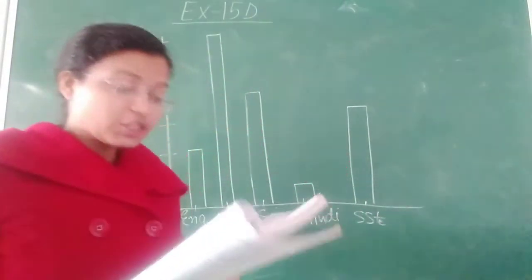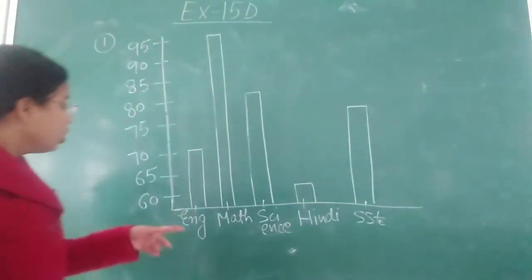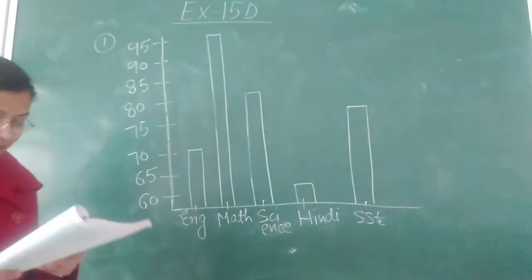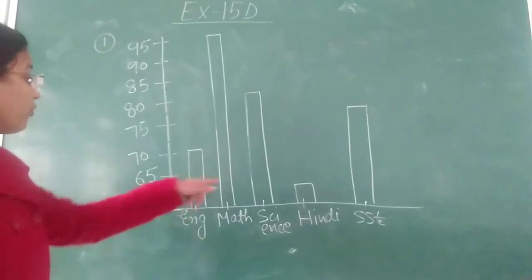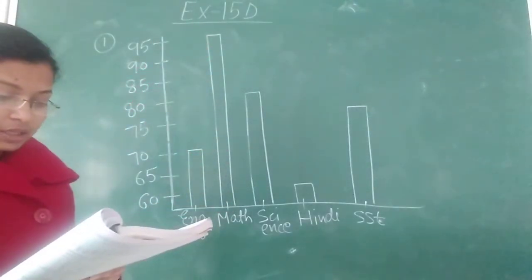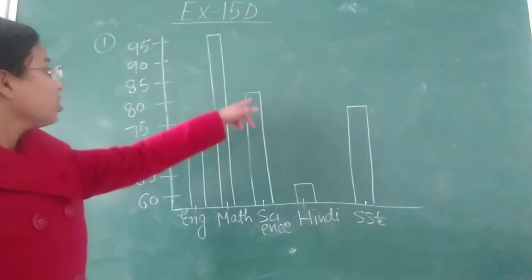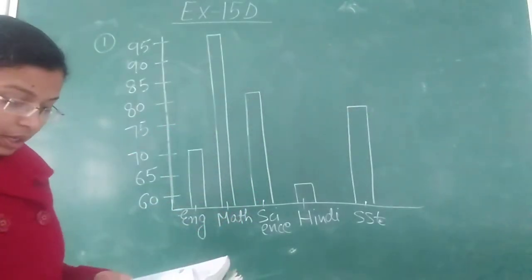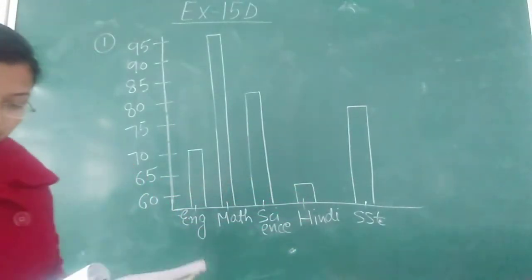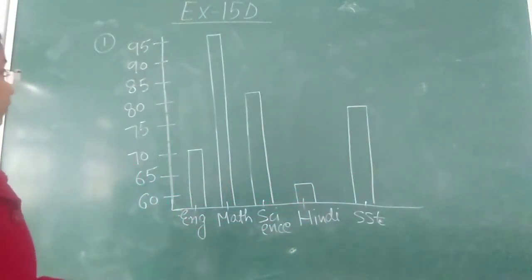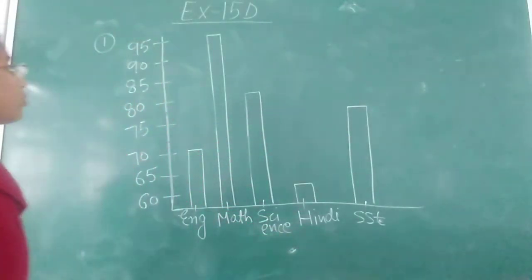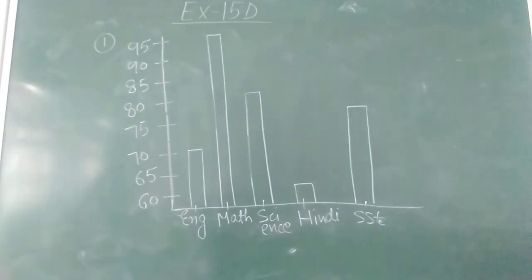For English we have 70 marks. Next Maths is 95, so it goes on the top. Science is 80, so up to 80. Hindi is 60, so this is Hindi with 60 marks. Social Science is 75, so 75 is here. Now this is your question number 2.